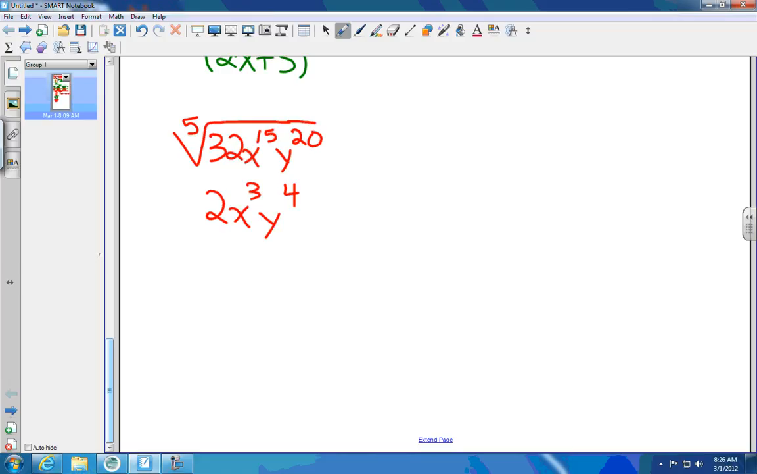A lot of these problems are pretty simple like that. We've already done one like the last one there, square root of negative 9. What do we get? No real.